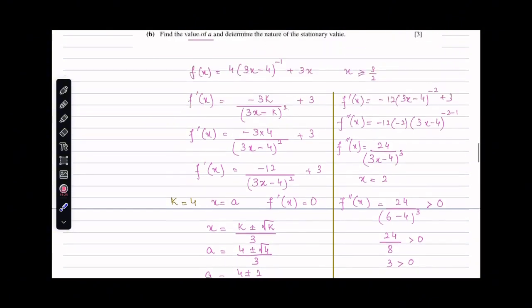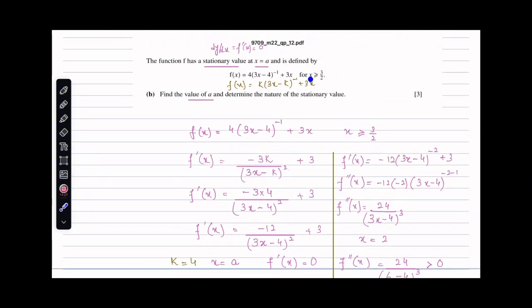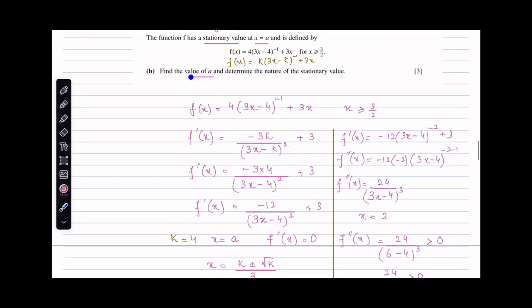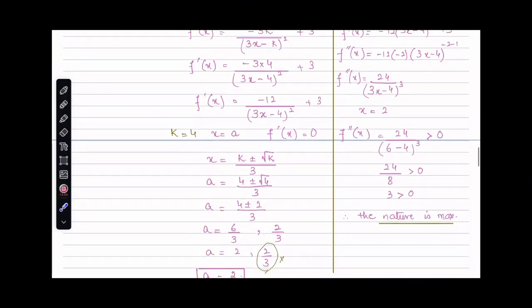They have also given us this condition which says that x needs to be greater or equal to 3 by 2, or 1.5. That means this value of a, which is 2 by 3, shall not be taken into account, and I can just say that a here should be equal to 2. They have also asked us for the value of a, meaning there should be just one value of a here, which in this case comes out to be 2.